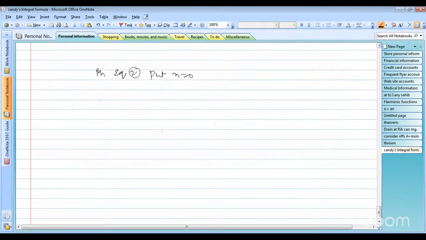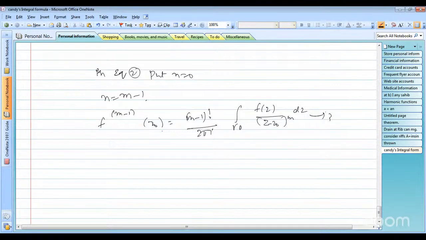Let's assume that n is equal to m minus 1. So that is f power m minus 1 of z naught equals m minus 1 factorial by 2 pi i, integration over gamma of f of z by z minus z naught whole power m dz, that is equation number 2. So in place of n, I am taking m minus 1, and z minus z naught to the power m minus 1 plus 1 automatically comes m here.